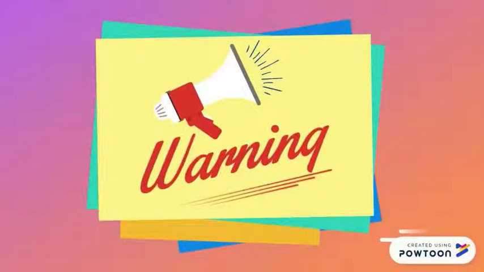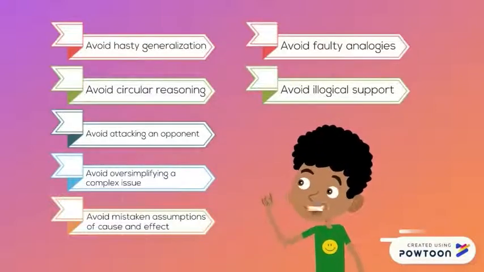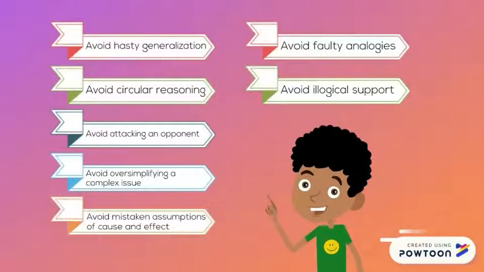Every method of reasoning is vulnerable to misuse, both intentional and unintentional, so verify your rational arguments carefully. To guard against faulty logic, follow these guidelines. Avoid hasty generalization, avoid circular reasoning, avoid attacking an opponent, avoid oversimplifying a complex issue, avoid mistaken assumptions of cause and effect, avoid faulty analogies, avoid illogical support.